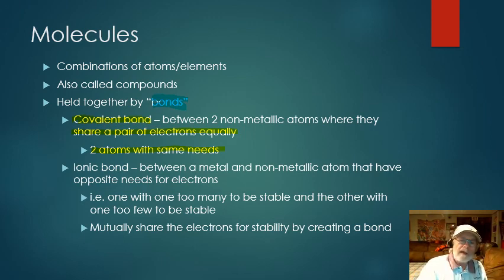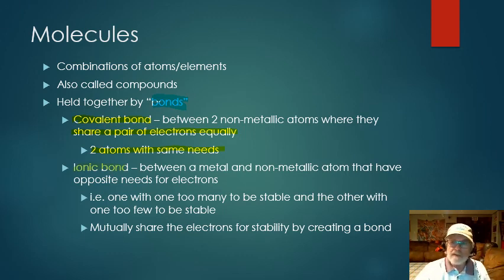The other type of bond that we get is called an ionic bond. An ionic bond is basically a bond between a metal and a non-metallic atom that have opposite needs. One has too many for a shell, and one has too few for a shell. The one that has too many says, I'm going to loan you this one to make your shell more stable, but we have to make it a union to make this happen. So they mutually get together to combine, and now they become stable.